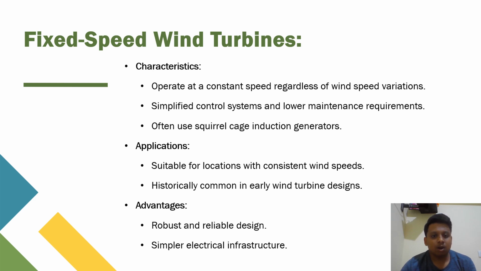Characteristics: operates at a constant speed, generates power regardless of wind variations, simplified control and low maintenance required, often uses squirrel cage generators. Application: suitable for a location with constant wind speed. Historically common, with easy designs. Advantage: robust and reliable design, simpler electrical infrastructure.